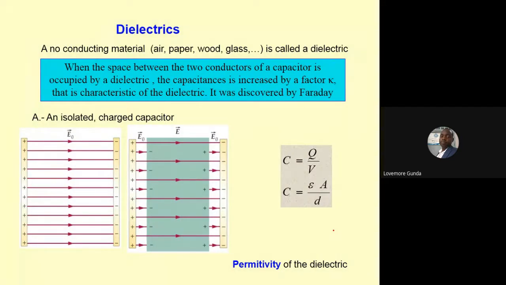So a dielectric, in simple terms, firstly, we know that it should be an insulator. It should not be a conductor. So when the space between the two conductors of a capacitor is occupied by a dielectric, the capacitance is increased by a factor K. That is characteristic of the dielectric, and this was discovered by Faraday, right?